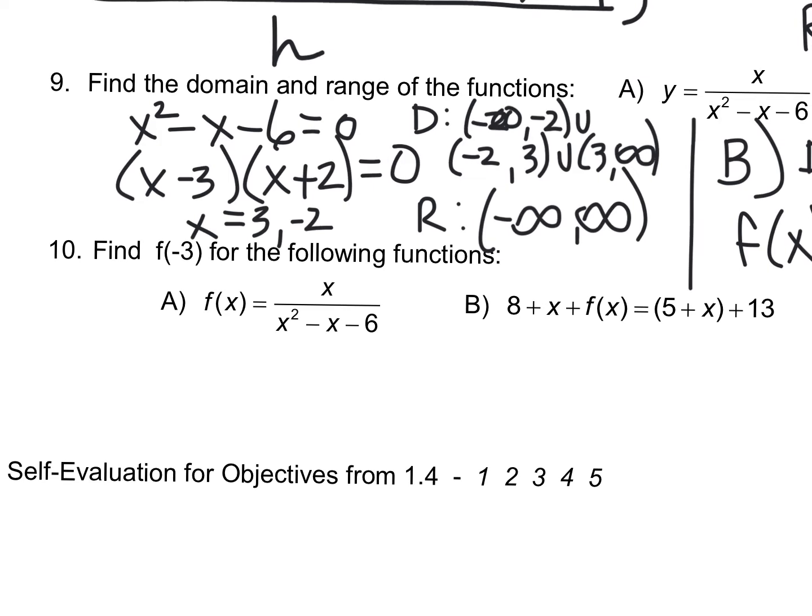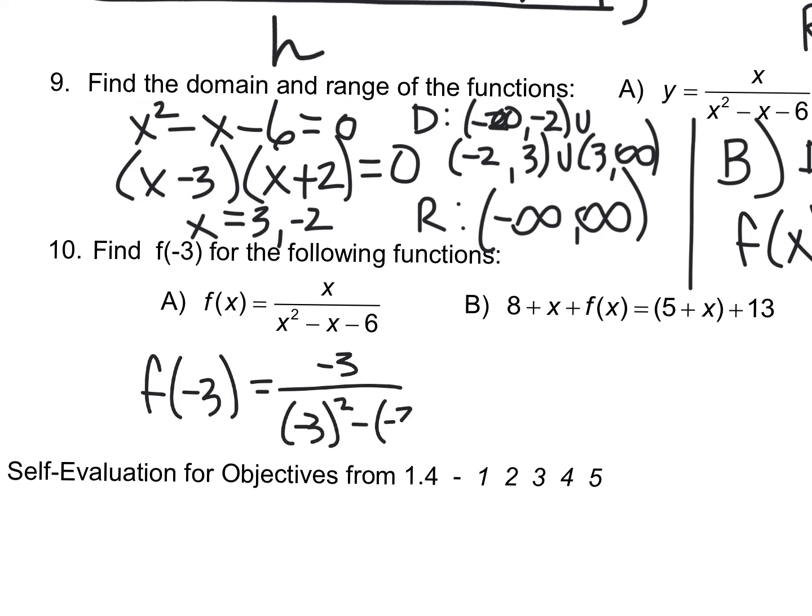Okay, for 10 here, we're just plugging in negative 3 and simplifying. Negative 3 here in the numerator. Denominator, excuse me, I have negative 3 squared minus negative 3 minus 6. Let's give us negative 3 in the numerator. I have a 9 plus 3 is 12, minus 6 is 3, which reduces then to negative a half.